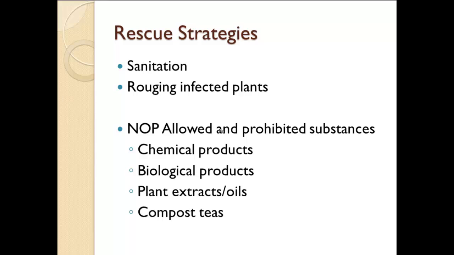One is sanitation. So if we see disease developing on certain plants, we can actually go out and remove that infected tissue to limit the spread of the pathogen from one plant to another. We can also rogue out infected plants. This is particularly useful for some virus diseases where it takes them a while to spread from plant to plant. So if you go and actually remove those infected plants out of the field, that can be effective. And there are some chemical strategies that organic growers can use, both chemical and biological.